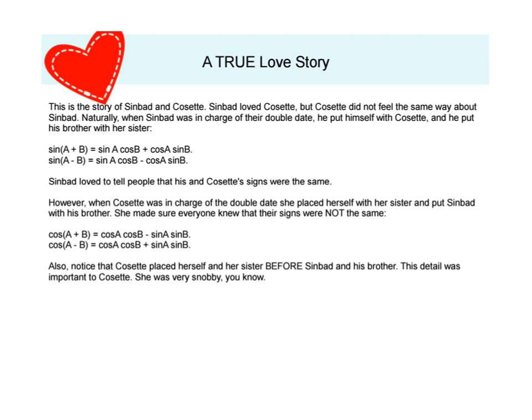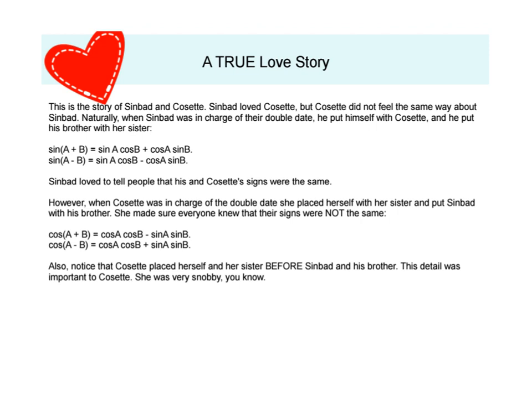Naturally, when Sinbad was in charge of their double date, he put himself with Cosette and he put his brother with her sister. So you can see Sinbad is here. He's in charge of the double date. He puts himself with Cosette. He really likes her. And he puts Cosette's sister with his brother. Sinbad loved to tell people that his and Cosette's signs were the same. Notice, this is a plus sign. This is a plus sign. This is a minus sign. This is a minus sign.